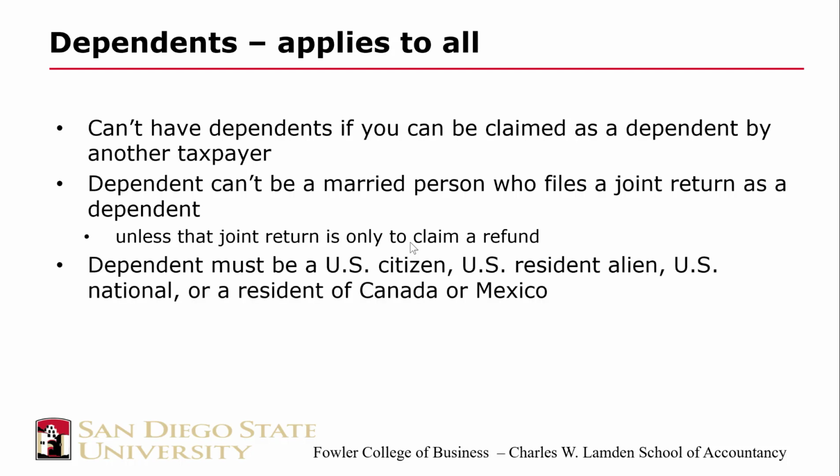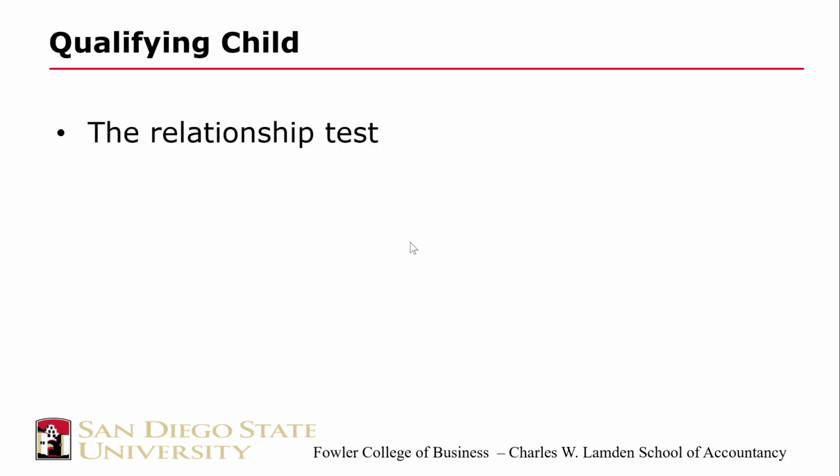A dependent must be a U.S. citizen, a U.S. resident alien, a U.S. national, or a resident of Canada or Mexico. That's pretty interesting, right? You can be a resident of Canada or Mexico and actually be claimed as a dependent. Other countries, no such luck. Those rules apply to everyone.